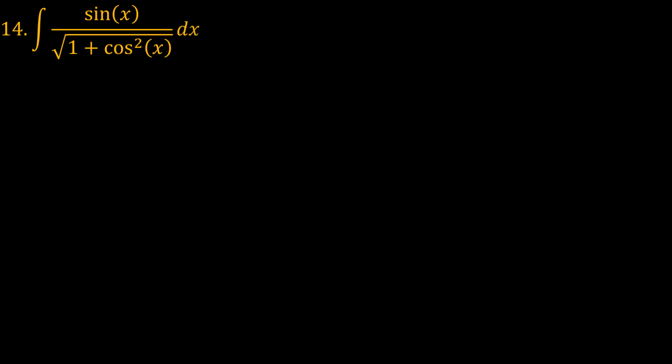Problem 14 happens to be the indefinite integral of sine of x over the square root of 1 plus cosine squared of x. So this is a very interesting problem. There are two ways one could approach it, but let's begin with the first method and just look at the elements of it. Okay.